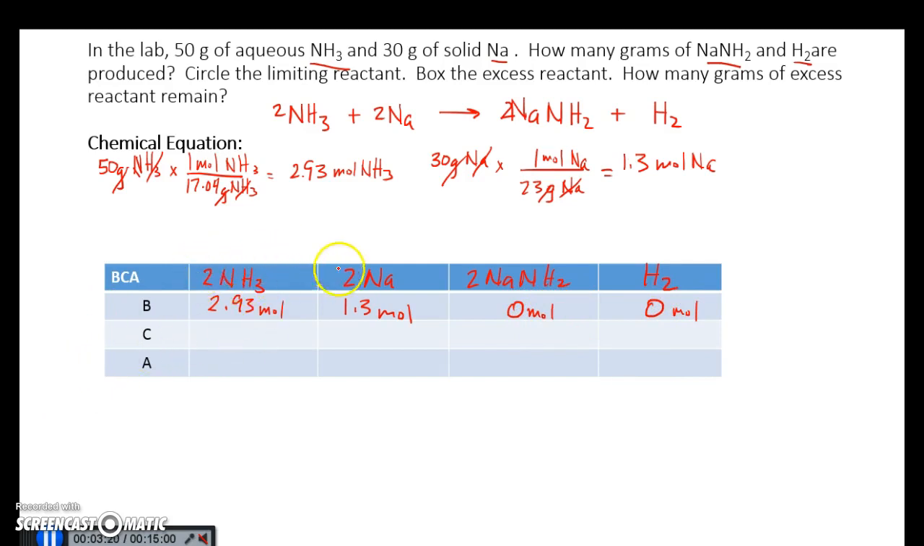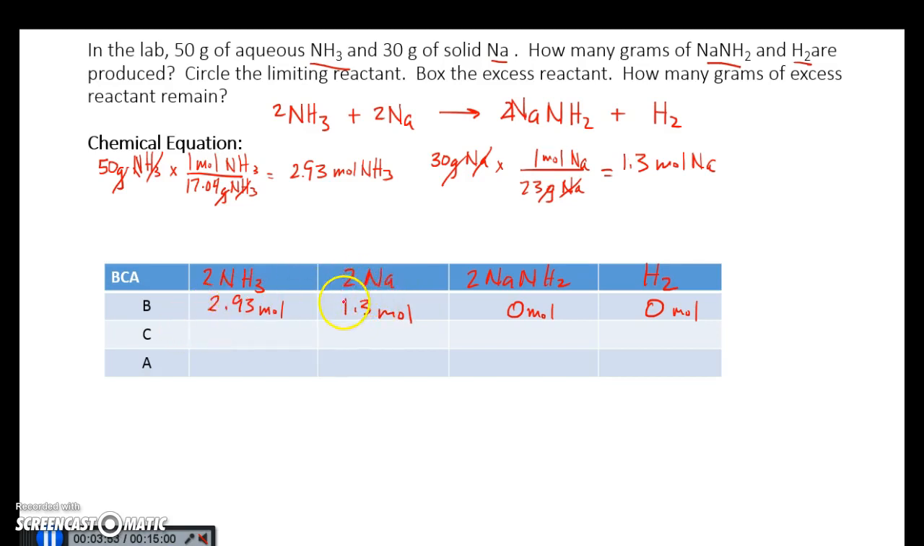Now, I look at my equation and it tells me that for every 2 moles of NH3 I need to have 2 moles of Na. So these numbers should actually be a 1-to-1 ratio. And when I look at them, I see that they actually aren't. While this is super easy to do in your head, when you're working through these, I want you to use dimensional analysis. So to start off with, I know that they should have a 1-to-1 ratio.